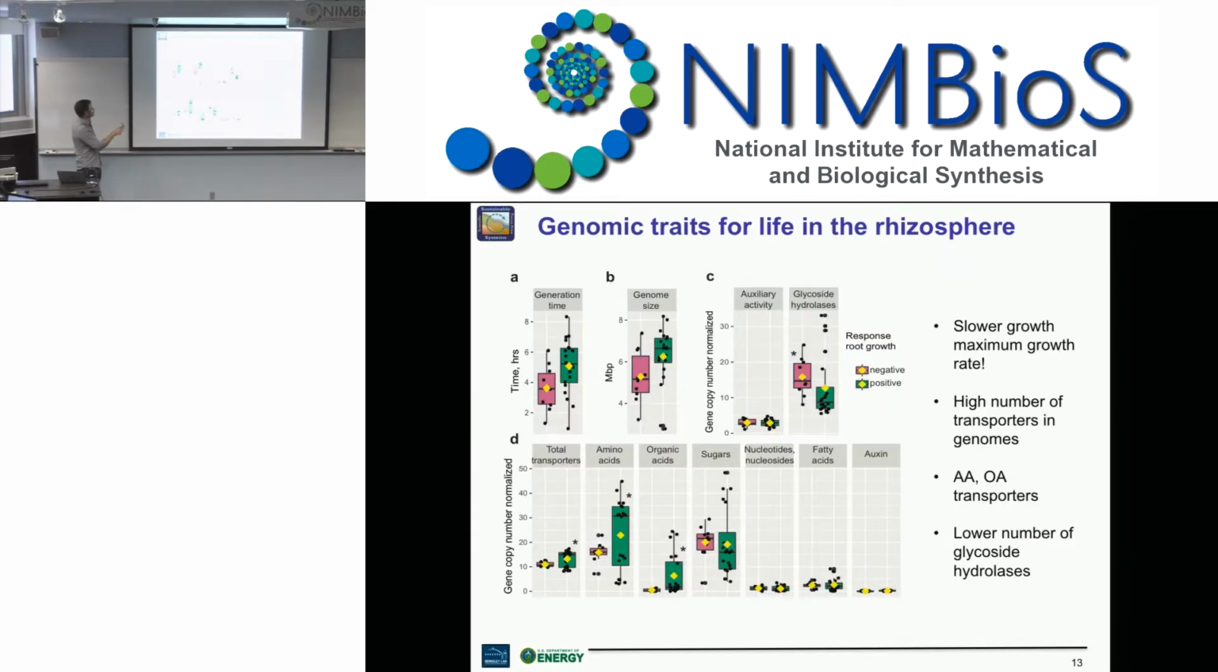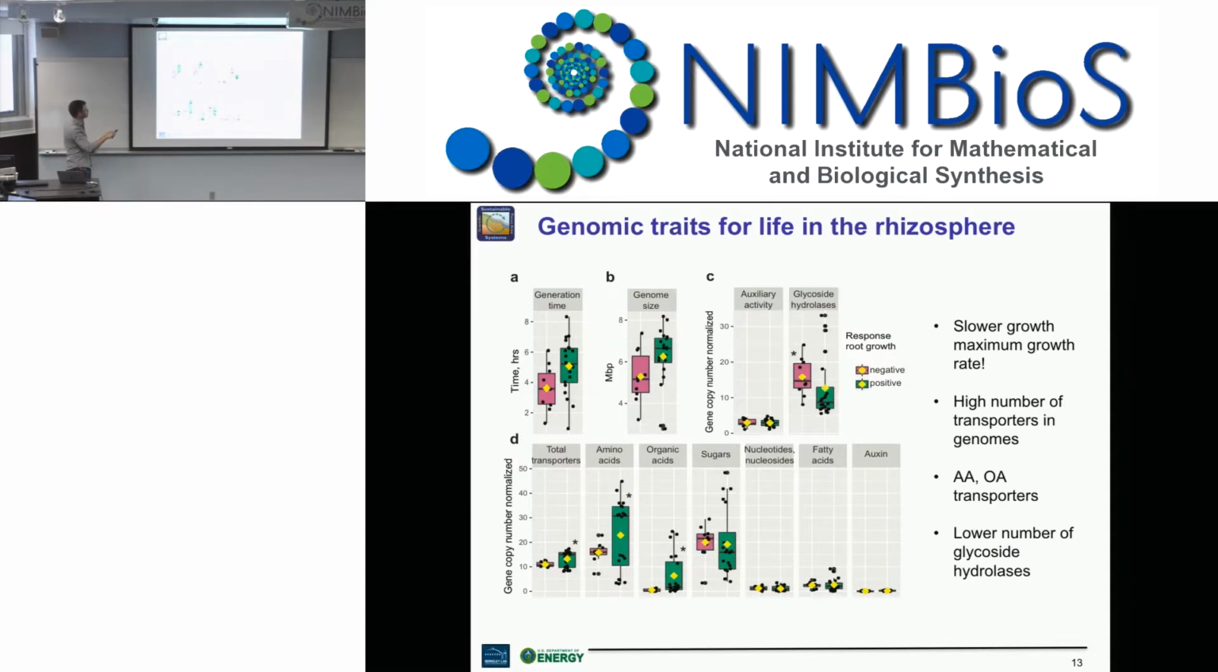So let's go back to this. Now we're looking at genomic traits in the rhizosphere. One of those is generation time, the positive versus negative responders. Positive responders are slower growers. Based on their life history, they're slower growers, not faster growers. So the copiotroph idea seems like it's not the explanation. Remember, this is just a genomic prediction though, so it doesn't seem to explain it.